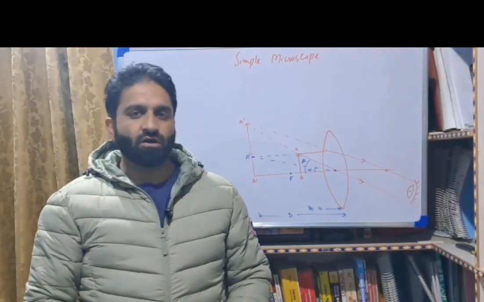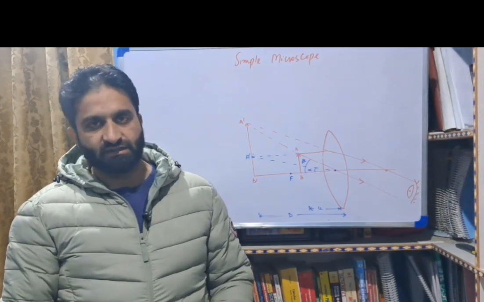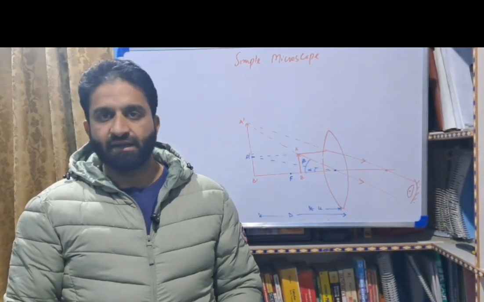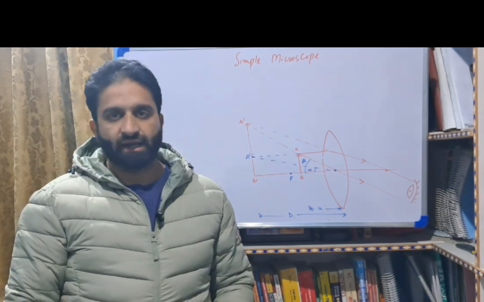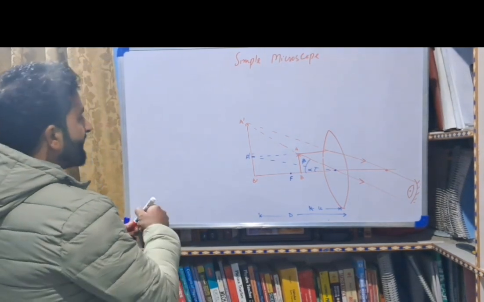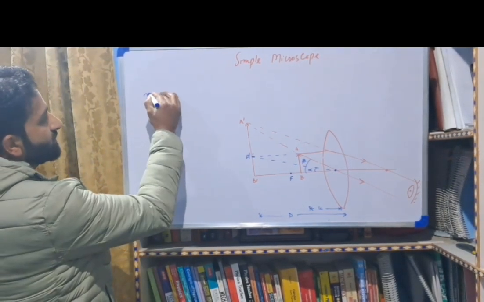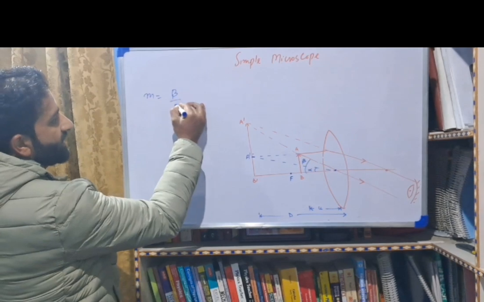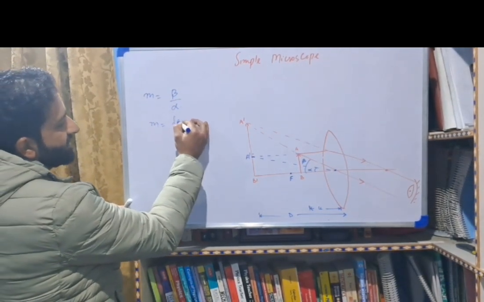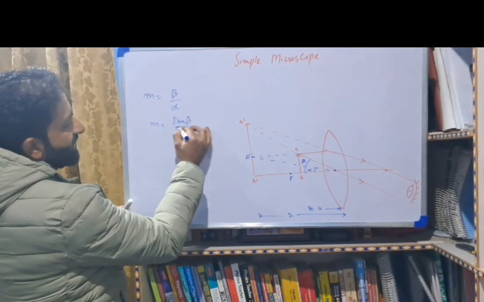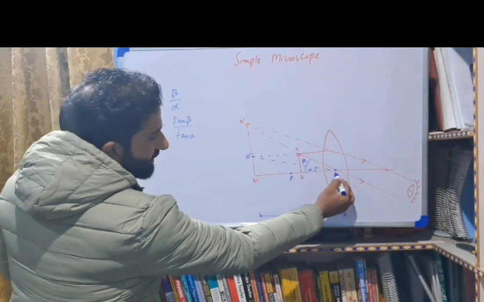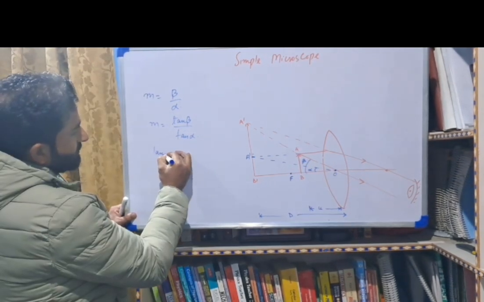The magnifying power of a simple microscope or a magnifying lens is the ratio of the angle subtended by the final image and the object when both are at least distance of distinct vision from the eye. So we can say that magnification equals beta divided by alpha. As the angles are small, we can say that m is equal to tan beta divided by tan alpha.